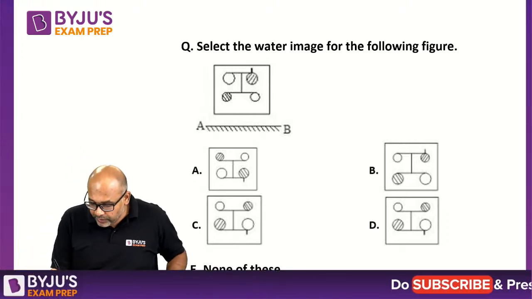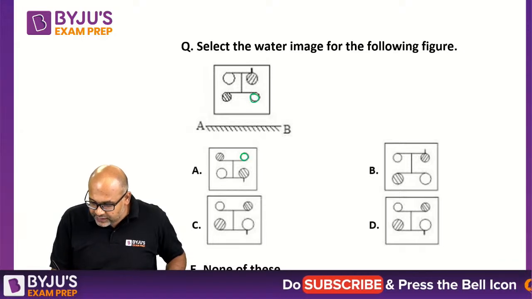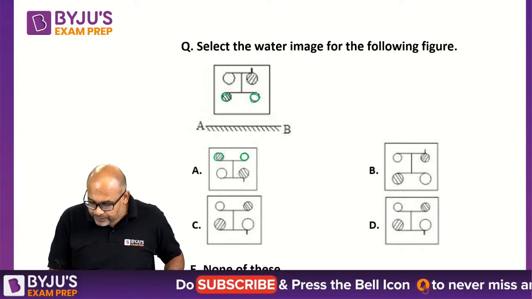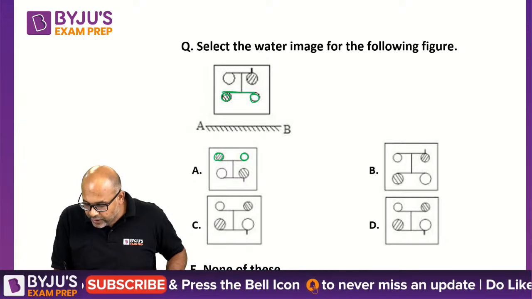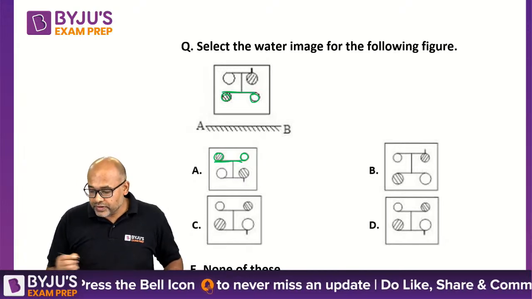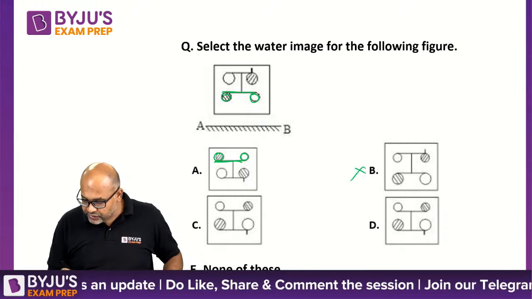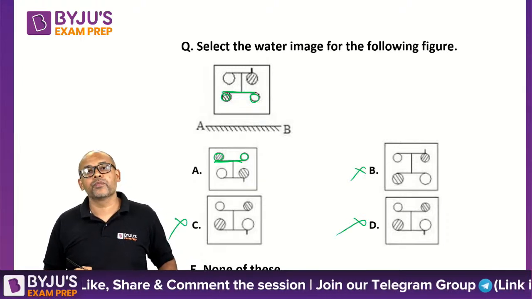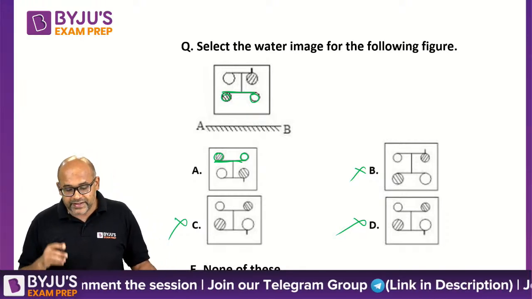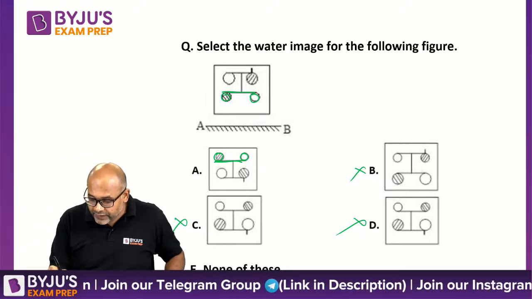Okay, so a water image here: this circle will remain as a circle, this will remain over here, and the line which is on the top will now become a line at the bottom. So this itself will eliminate your options B, C and D. Right? Now the only question is, is it A or E?